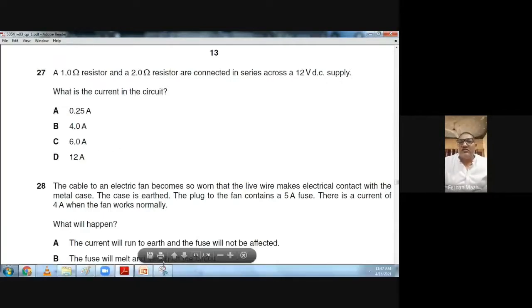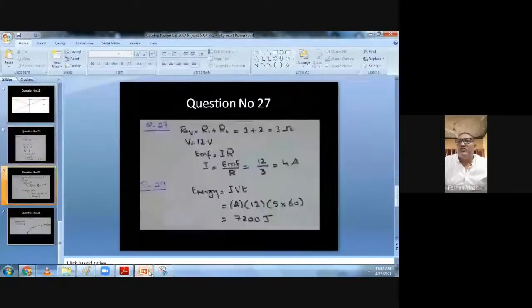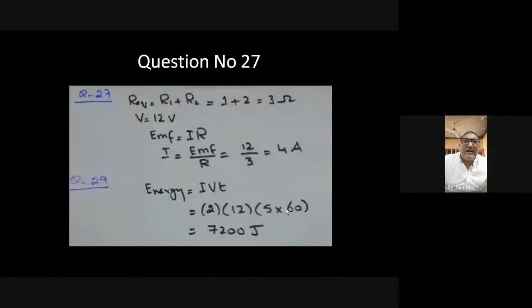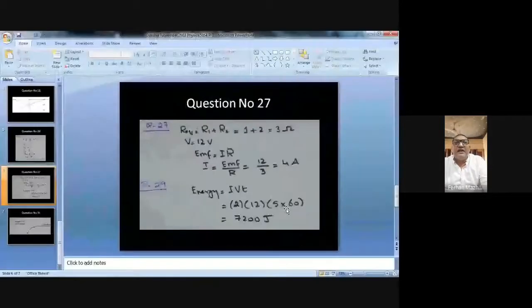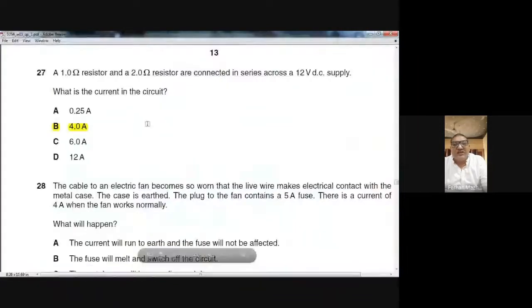I've written this answer also on the paper. Let me show you my work. R equivalent is equal to R1 plus R2. 1 plus 2 equals 3 ohm. So EMF of the battery is 12 volt. EMF is equal to IR. I will be equal to EMF divided by R. 12 divided by 3, and the answer will be 4 ampere. So the current coming from the battery will be 4 ampere. And let's see. So 4 ampere, clearly B is the choice. Question number 27, B is the right choice.